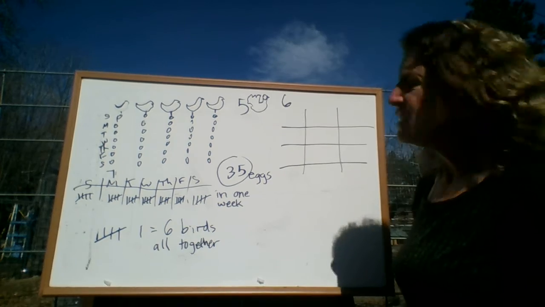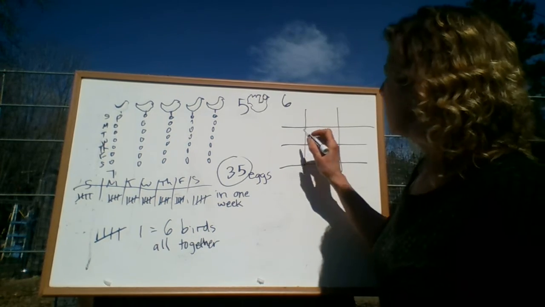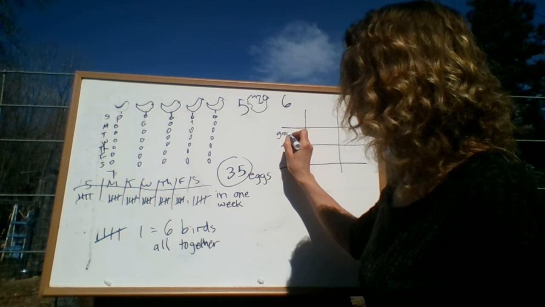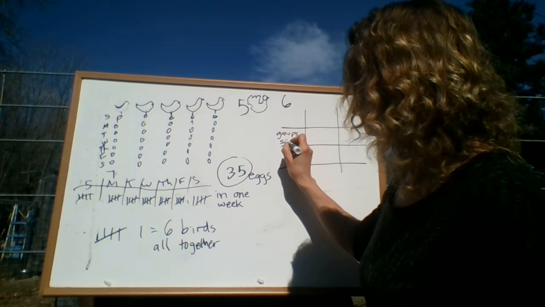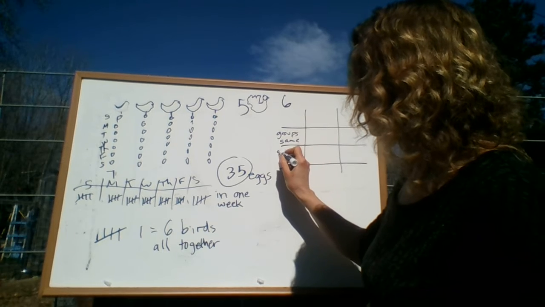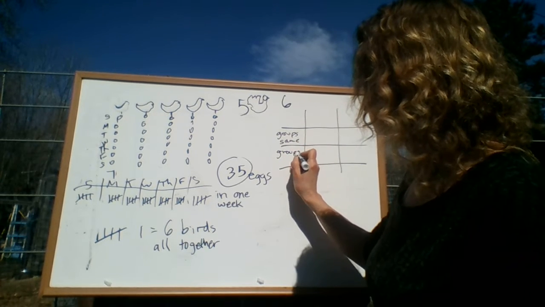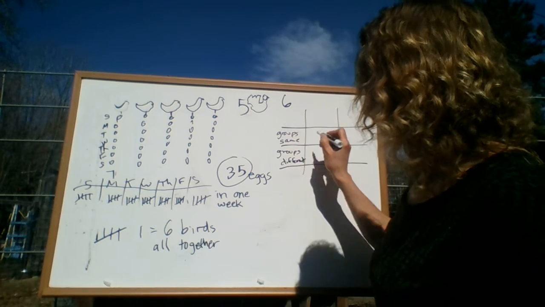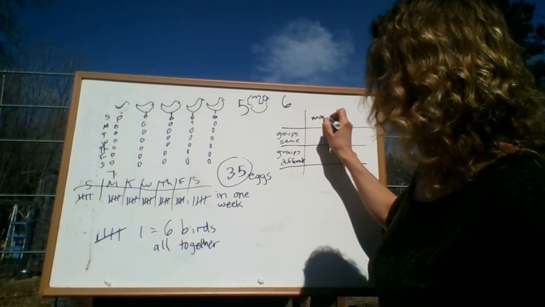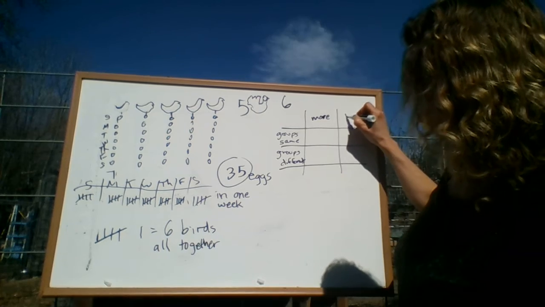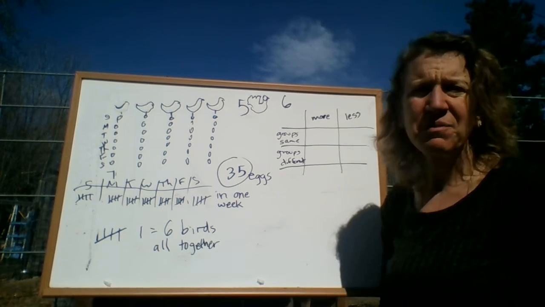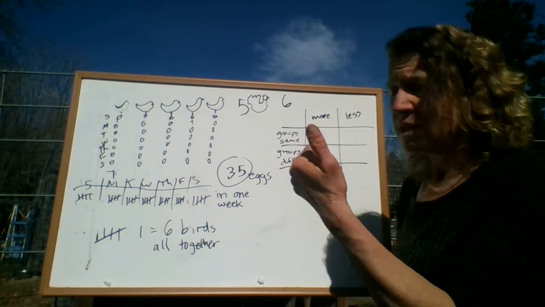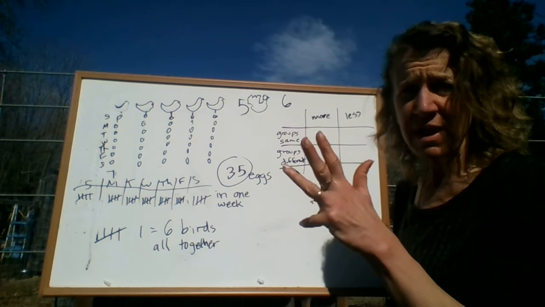Okay? And we need to look at if the groups are the same, or if the groups are different. If we're going to end up with more, or if we're going to end up with less. Okay? If we use this chart, it can help us decide if we're going to add, subtract, multiply, or divide.